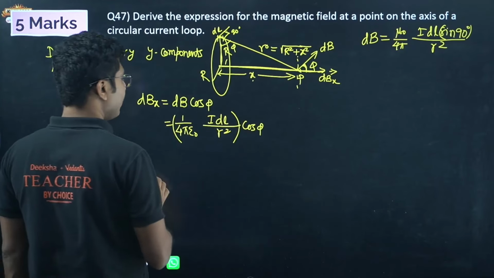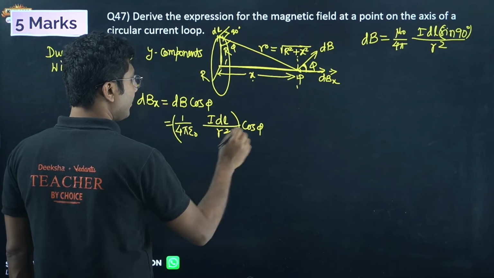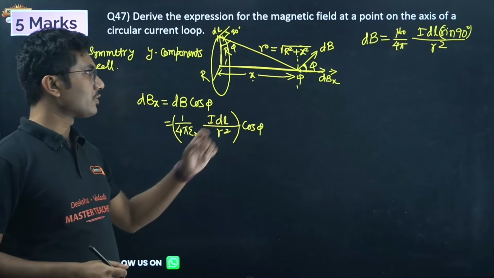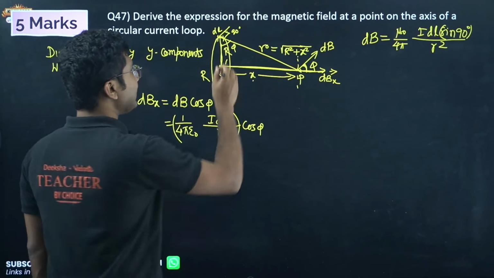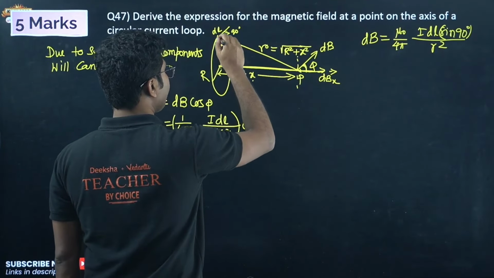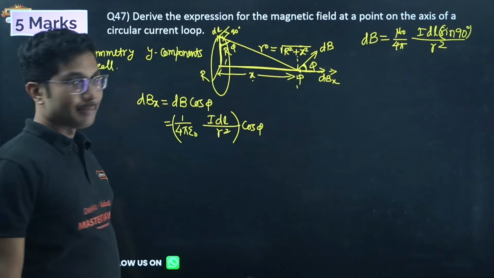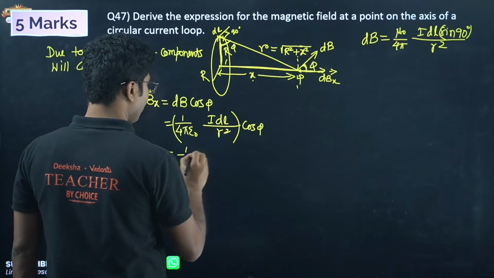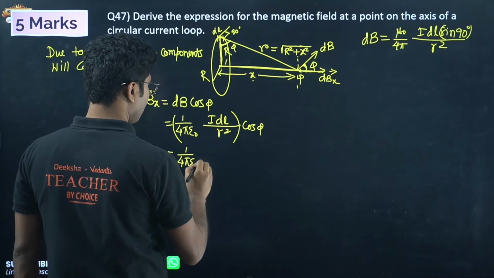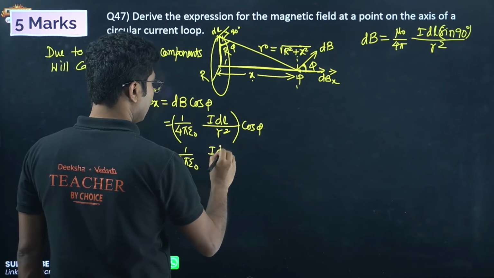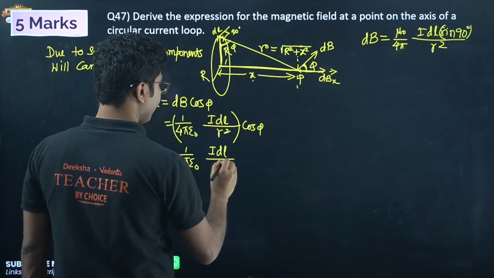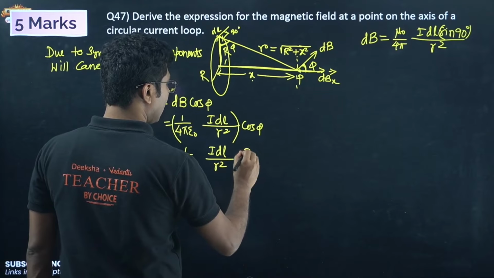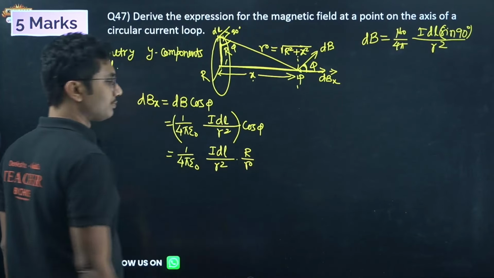Now let's try to simplify. First of all, we have to simplify the cos phi. What is cos phi? If you see, this angle, as I mentioned, is phi. So cos phi will be base divided by hypotenuse, right? So dBx will be 1 by 4 pi epsilon naught, I dl by r squared, into capital R divided by small r.